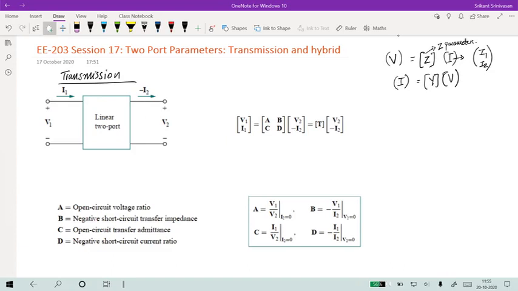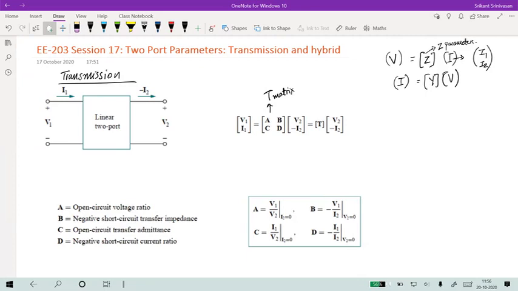So the transmission parameters are basically relating the value at the input to something at the output. So the V2 and I2 are at the output, and the parameters that relate them are called the transmission parameters, which are labeled as A, B, C, D. So this is your T matrix. And now we have to see what the connotations are of having the A, B, C, D relate the voltage and current to another voltage and current.